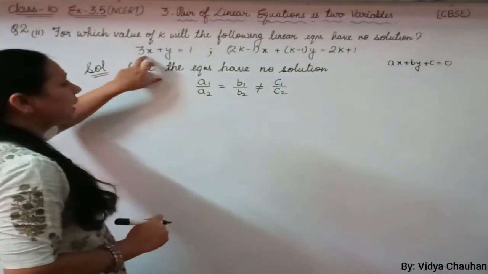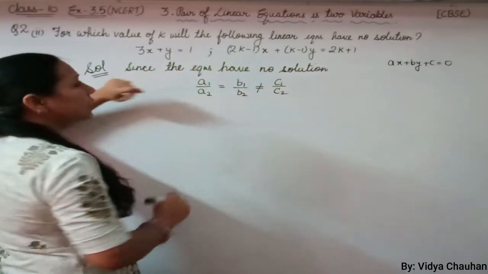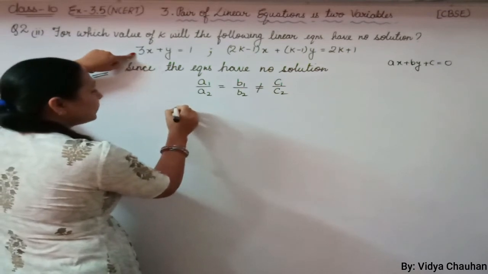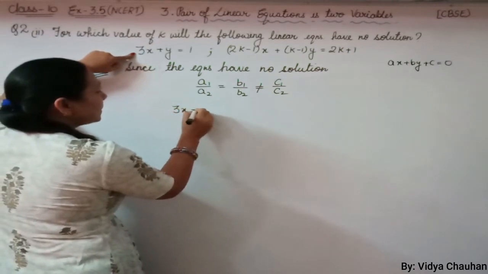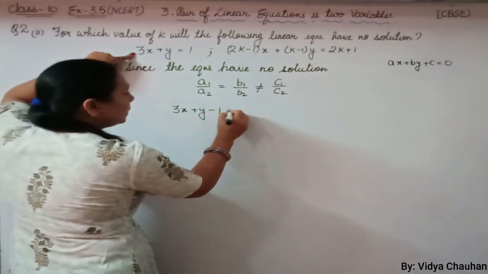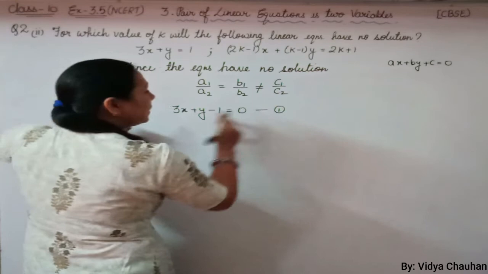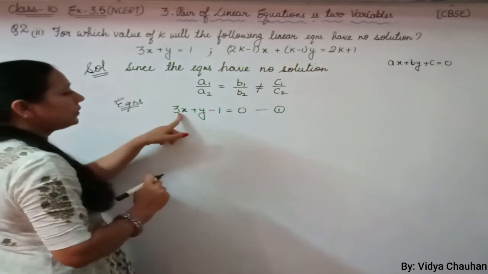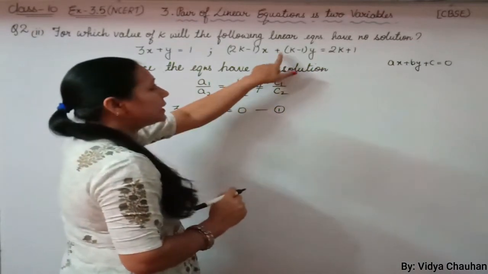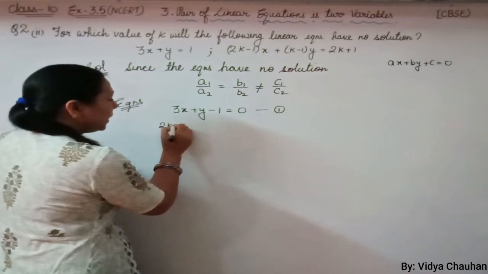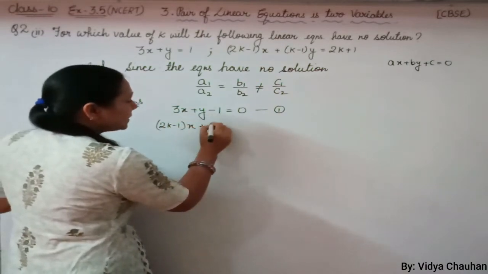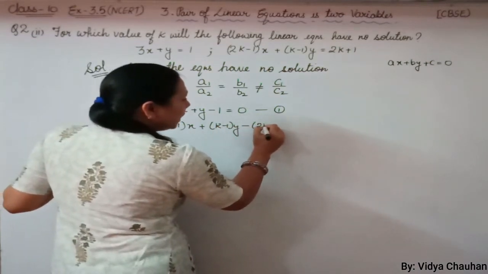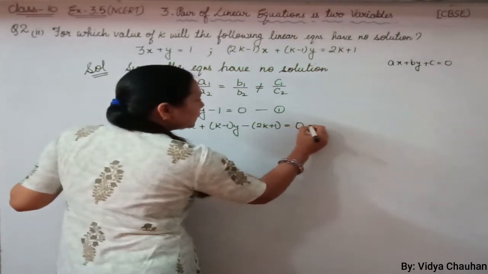So very first let us write these two equations in the standard form and then we will proceed further with the solution. So standard form for equation 1: you can write 3x plus y minus 1 equals 0. This is our first equation in standard form. So our equations are 3x plus y minus 1 equals 0. Similarly, our second equation is (2k minus 1)x plus (k minus 1)y minus (2k plus 1) equals 0.